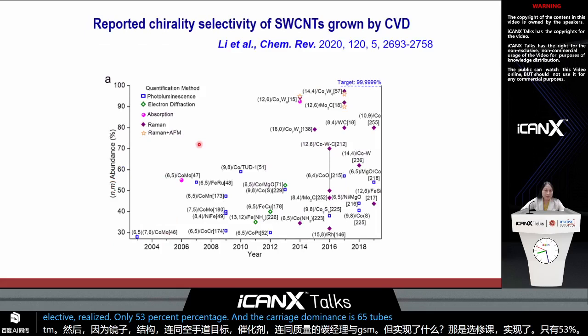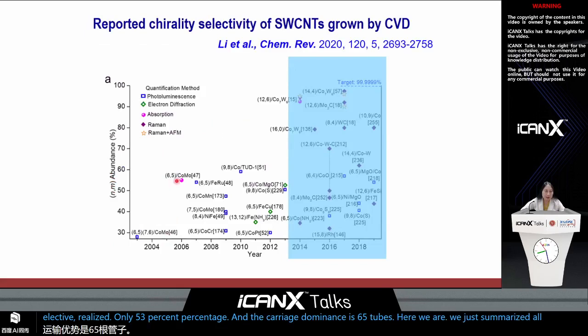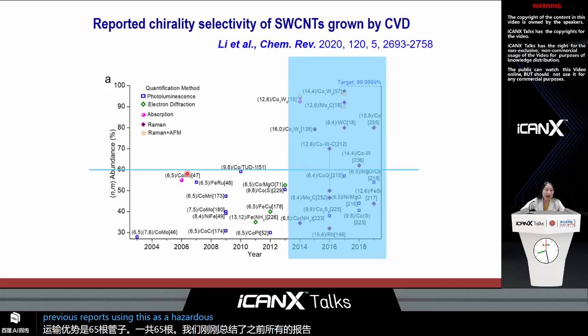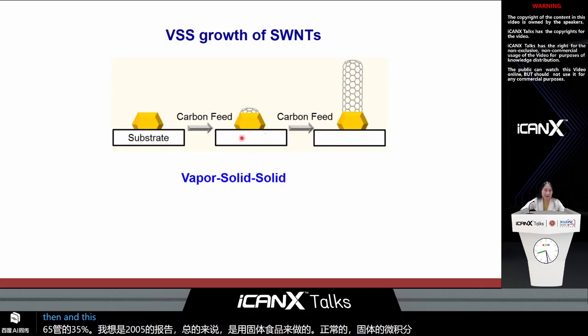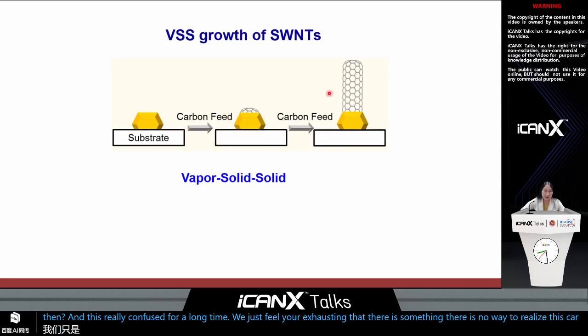Here we just summarize all the previous reports using this solid state catalyst. Actually, the highest reported value is only 55% of (6,5) tubes. That was reported in 2005, I think, in the Journal of Physical Chemistry. That means using normal solid state catalysts doesn't work at all. This really confused us for a long time. We just felt exhausted. There is no way to realize chirality-specific carbon nanotubes at all.